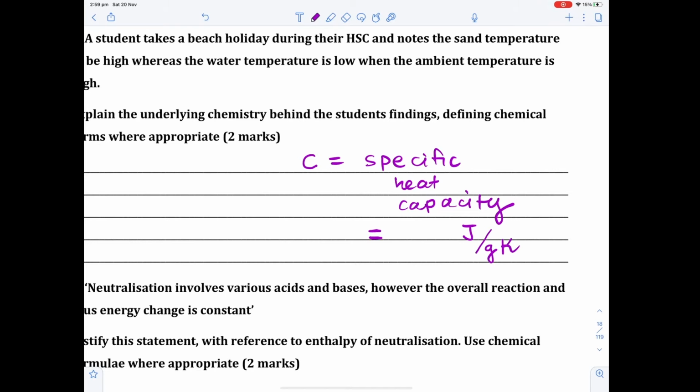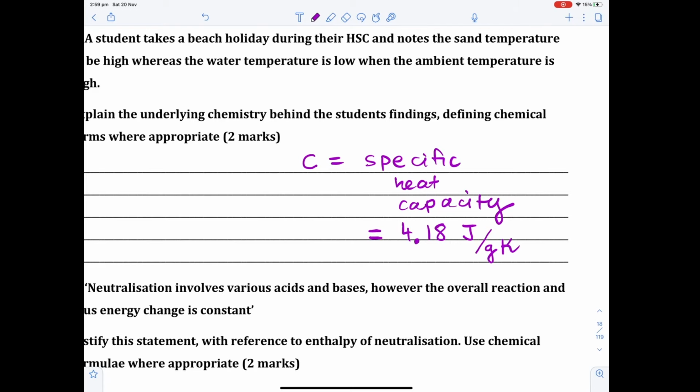It's on the data sheet, so you don't need to know it, but it's 4.18, right? 4.18 joules per gram per Kelvin. You might see in your data sheets 4.18 times 10 to the power of 3 or something like that. That's because they're doing it per kilogram, right? I like to do it per gram. In chemistry, you work with mass in grams, so you don't want to keep converting stuff, okay?